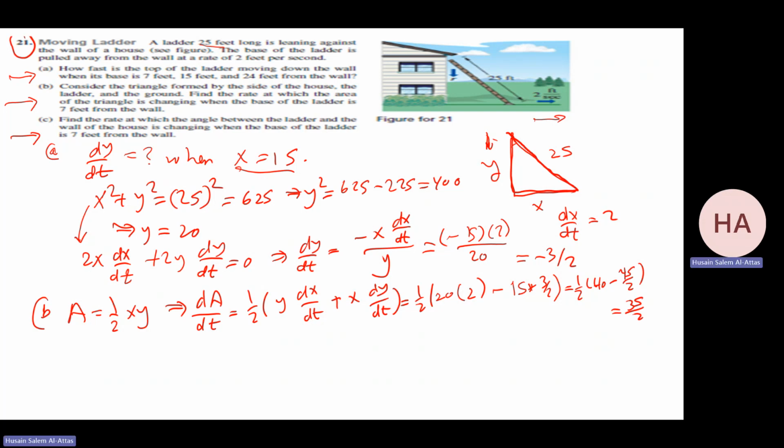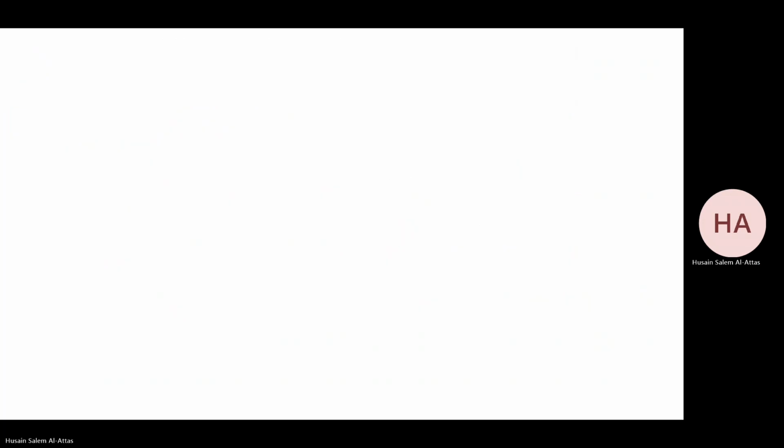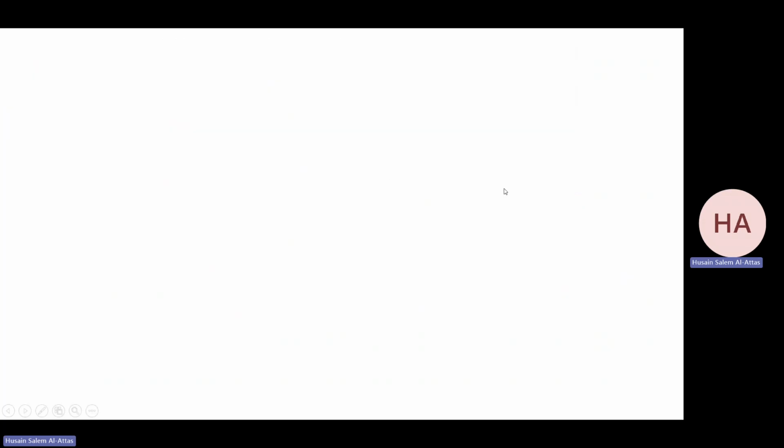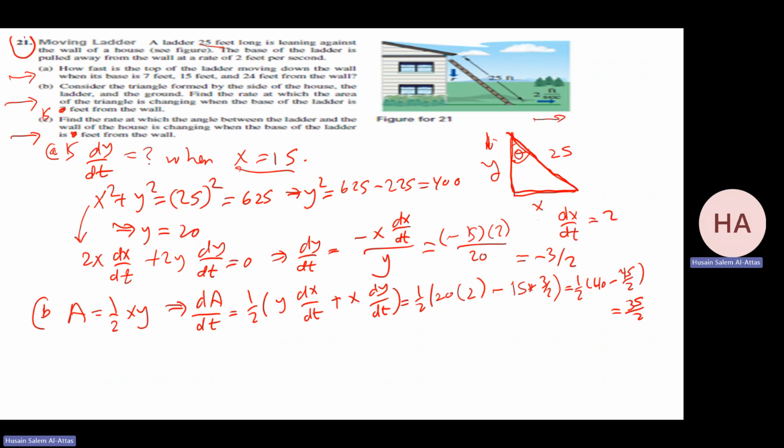Okay. Part C. Part C is saying what? Find the rate at which the angle between the ladder and the wall is changing. This will make an angle, and you want to check how this angle is changing. Also, not 7, we'll take 15, to make the calculation easier. So now I need to relate the angle with x and y. I need tan. I have tan theta equals x over y.